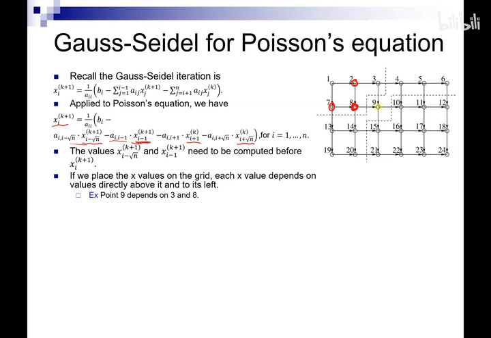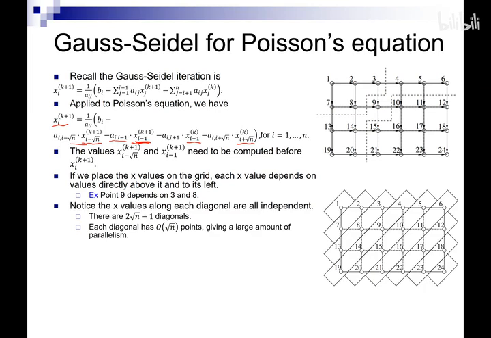Okay? In general, whenever you look at a node, if you're trying to compute the k plus first iteration value for that node, you need to know the value in the k plus first iteration for the node above and to the left. That's what the dependencies are. If you draw them out, you get this grid of arrows, which shows all the dependencies in the computation.